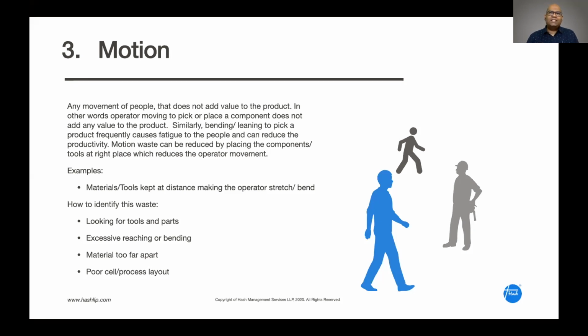So what are the instances for people to move in the factory? They move to take the materials, right? They search for tools and materials. Excessive reaching or bending. For example, there is a big machine where they have to do a changeover. They have to go here and there, right? They'll be walking here and there. Sometimes people will climb on the machine. The adjustment has to be at the top, so they have to climb up.